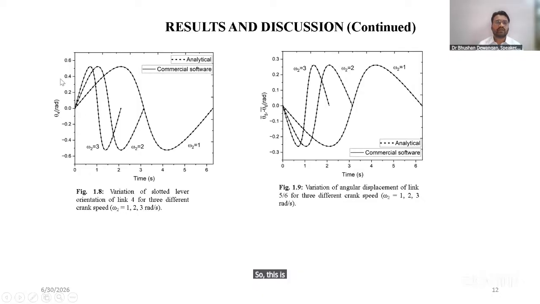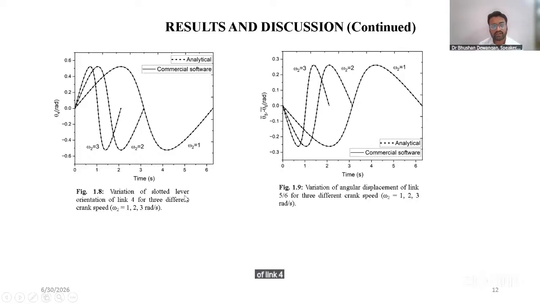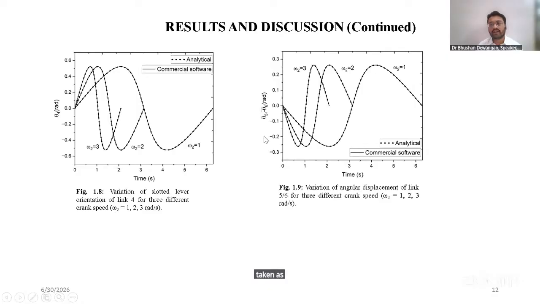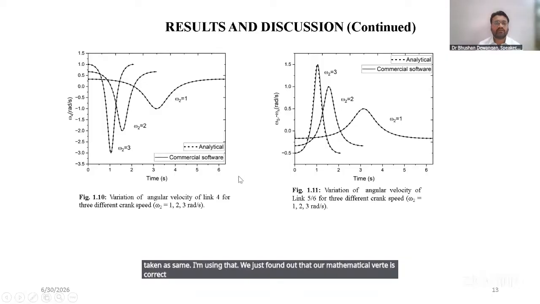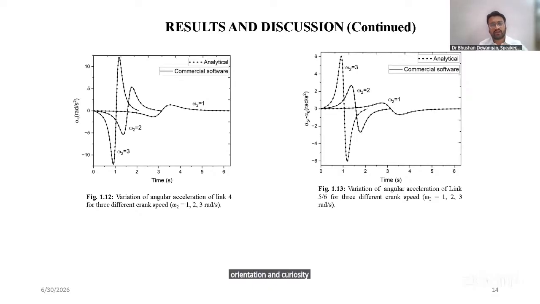So this is the comparison between the analytical model and the commercial software we have used. Here you can see the slotted lever orientation of link 4. Here link 4 is itself the slotted lever. We are comparing its orientation from our mathematical modeling with the commercial software. All the conditions are taken the same, and using that we found that our mathematical modeling is correct. Based on that, we found the orientation, angular velocity, and angular acceleration.